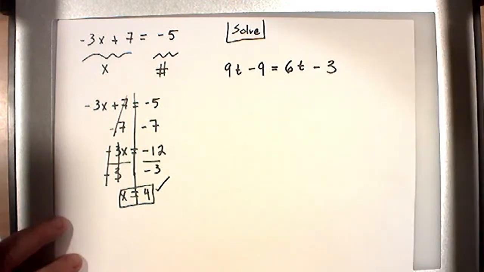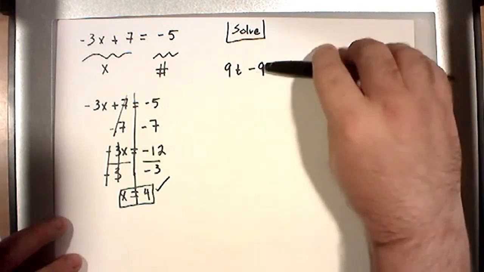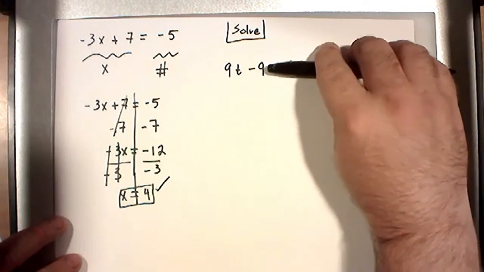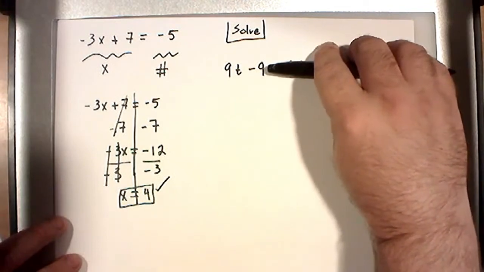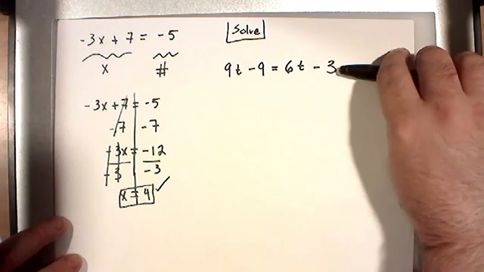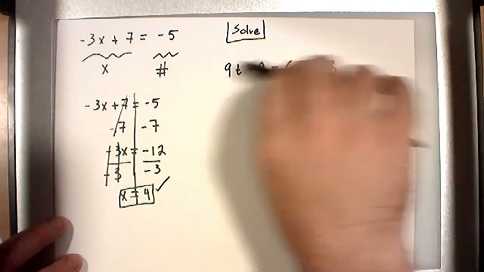Can I clean up the sides? Well, remember, what I mean by that is just look at the left side by itself. 9t minus 9, can that be cleaned up? No. Look at the right side. 6t minus 3, can that be cleaned up? No. These are not like terms. These are not like terms.